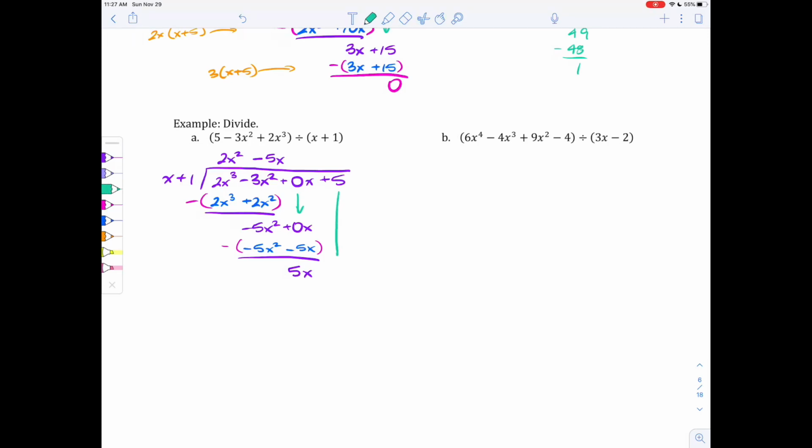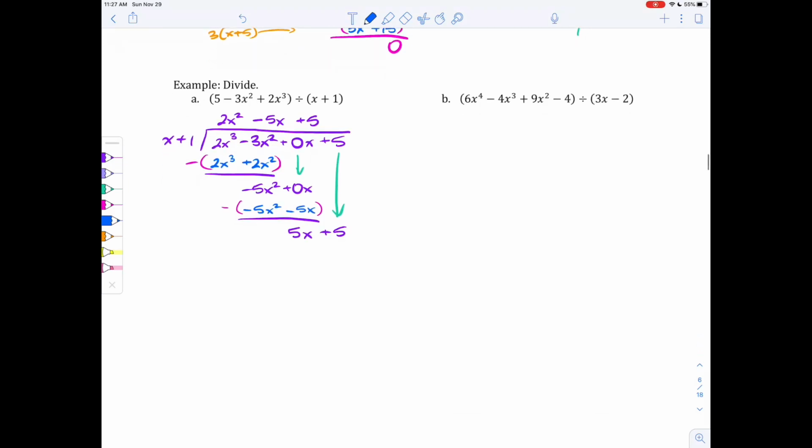We can now take this last 5, drop it down. For the final little bit of this, we ask what happens if we take this leading term here and divide it by this leading term there. 5x divided by x is 5. We can do our multiplication step. 5 times x plus 1. Well, 5 times x is 5x. 5 times 1 is 5. And then we do our subtraction still. 5x minus 5x is nothing. 5 minus 5 is also nothing.